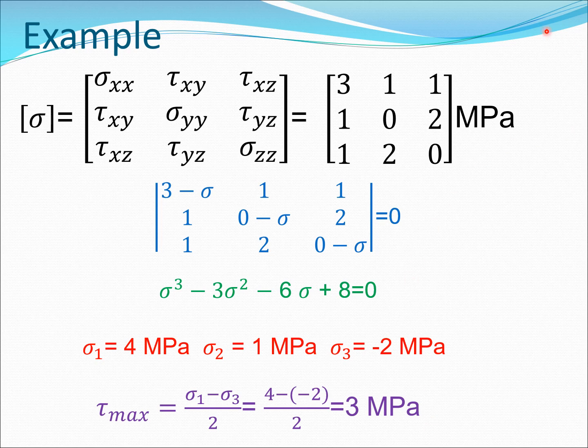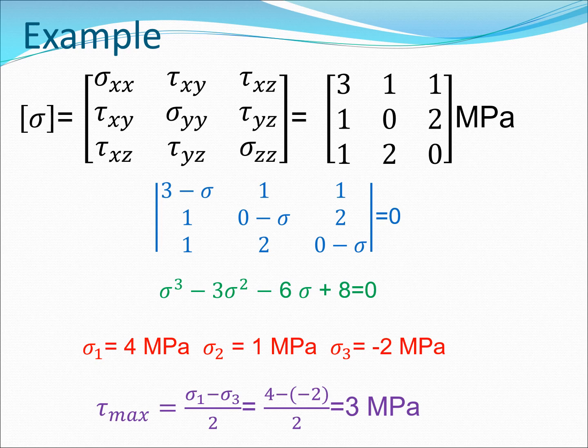Now you can clearly see the dimensionality reduction taking place in this problem. This matrix was a populated matrix with 9 terms, or if we see it as a symmetric matrix, it has only 6 variables here: 3, 1, 1, 0, 2, and 0. We reduced it to 3 principal stresses, so the same information is communicated through sigma 1, sigma 2, and sigma 3, and we were finally able to reduce it to only one value, which is tau max, which tells us that at that point tau max corresponds to 3 megapascal.